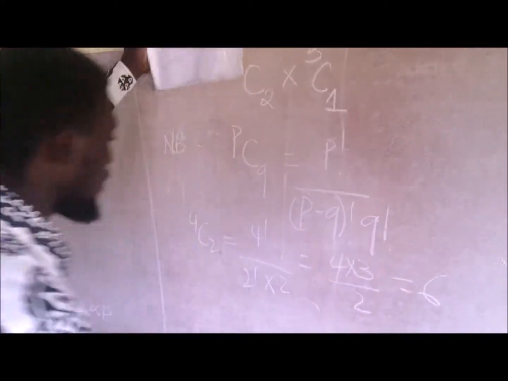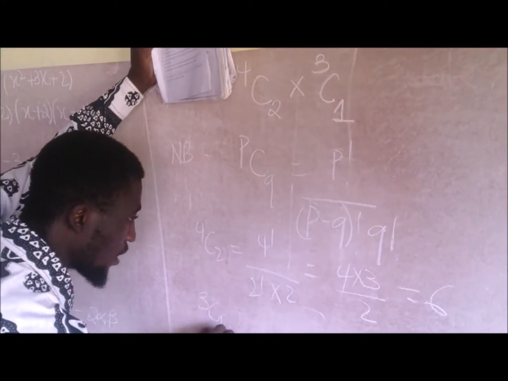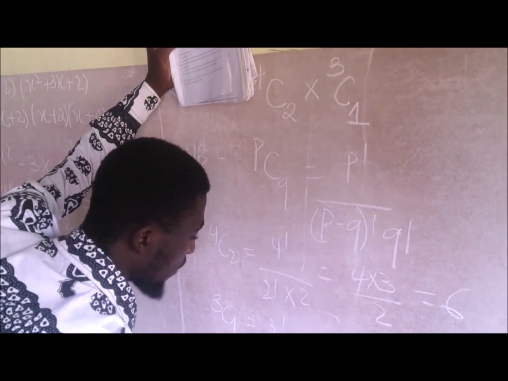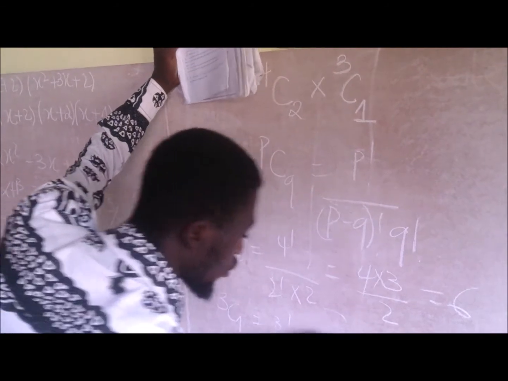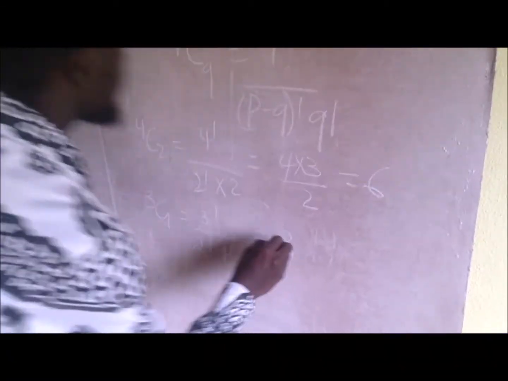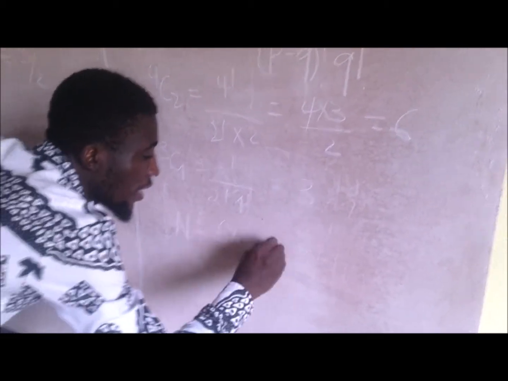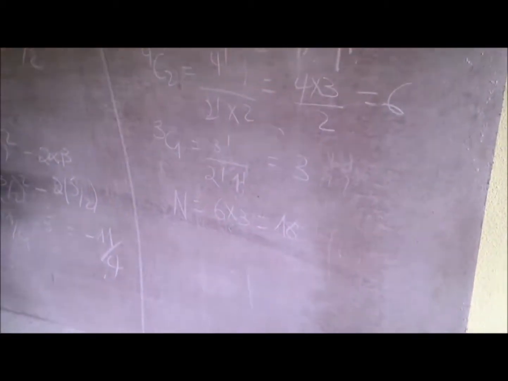Give us 6. And then we have 3 combination 1. 3 combination 1 is equal to 3 factorial on 2 factorial times 1 factorial. 1 factorial is just 1. So it's going to give us 3. So it means the number of ways n will therefore be 6 times 3, which is going to be 18. That's the number of ways, 18 ways.